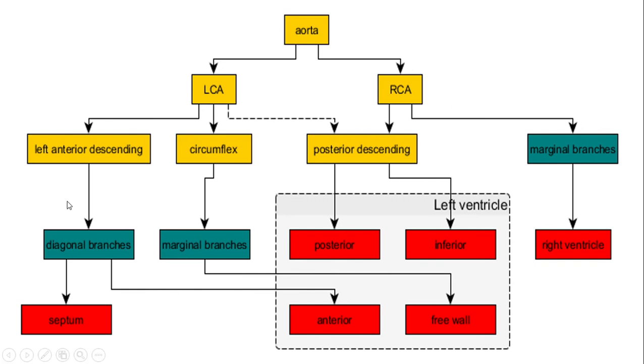The aorta gives rise to the left coronary artery and the right coronary artery. The left coronary artery gives rise to the left anterior descending and circumflex branches, and the posterior descending and diagonal branches. So these are the branches of the coronary artery.